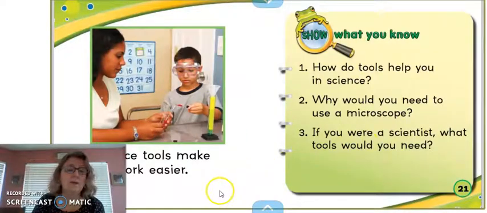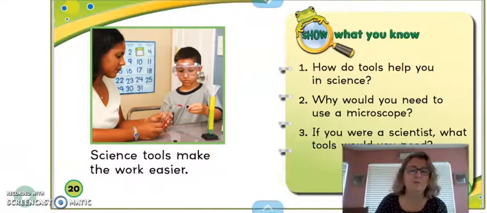Science tools make the work easier. So show what you know. How do tools help you in science? Well, we just read it over here. Science tools make the work easier. That's how tools help us. They make the work easier.